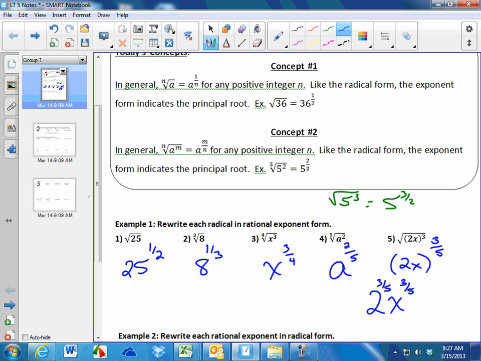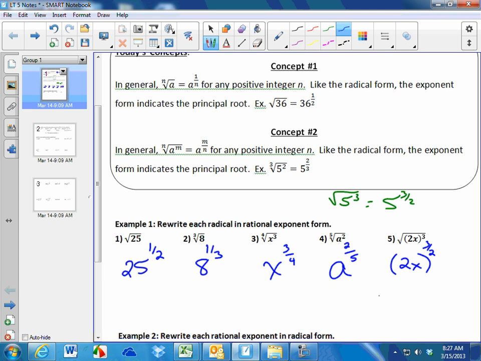Oh, I'm sorry. Yeah. Because I'm looking at the previous problem and then looking at that 5. It shouldn't be 3/5, sorry. It should be 3/2. Sorry. Fix that to 3/2. On number 2, it's a cube root. So the fraction should be denominator 3. So it would be 8 to the 1/3.